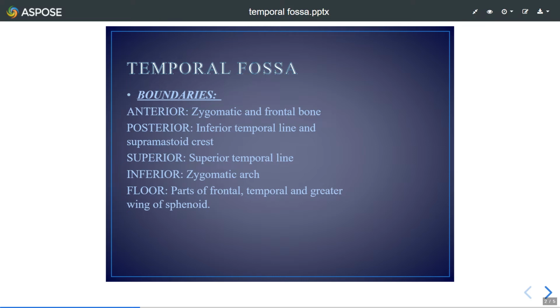Anteriorly, it consists of zygomatic and frontal bone. Posteriorly, inferior temporal line and supramastoid crest. Superiorly, superior temporal line and inferiorly, zygomatic arch. The floor of the temporal fossa is formed by the parts of frontal, parietal, temporal and greater wing of sphenoid. Temporalis muscle is also attached to the floor and the inferior temporal line.